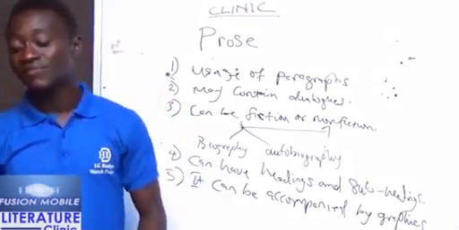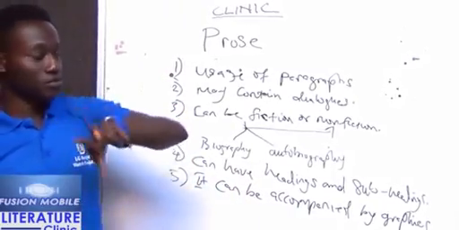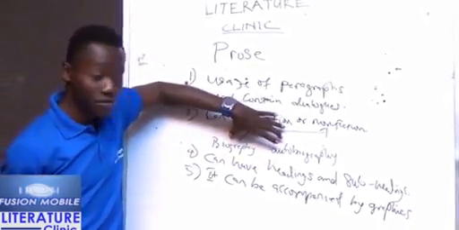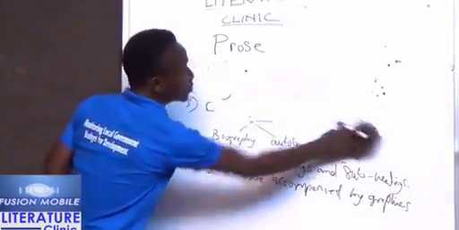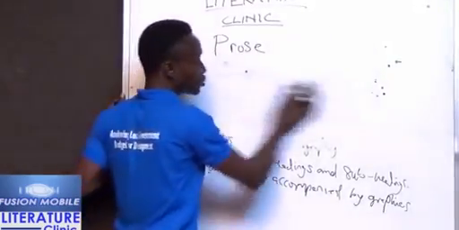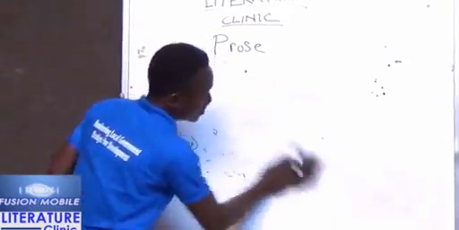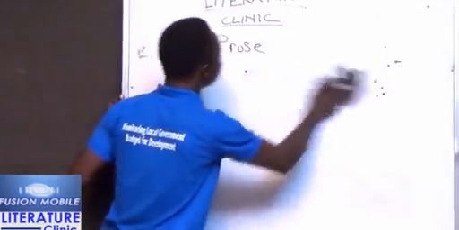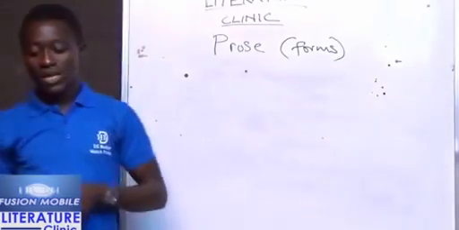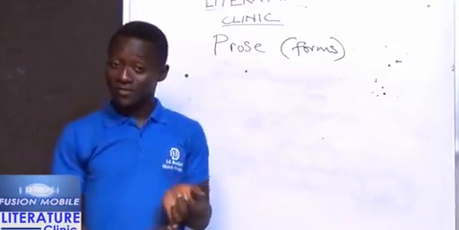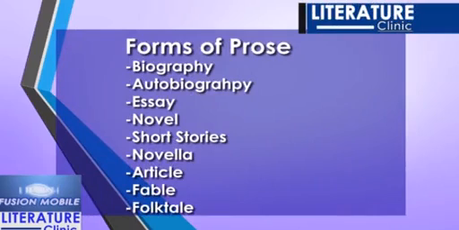Now, from there, we move quickly to the forms of prose. Prose can take several forms. Under the forms of prose, I told you about biography and autobiography, but we'll still come back there. Let me just jot it down. Like we talk of the forms of poetry, we will talk of forms of prose too. All of them have forms, characteristics, features, like we mentioned. In forms of prose, biography is there, autobiography is there, essay is there, novel is there, short story is there, novella is there, article is there, fable is there, folk tale is there. That's about 9.